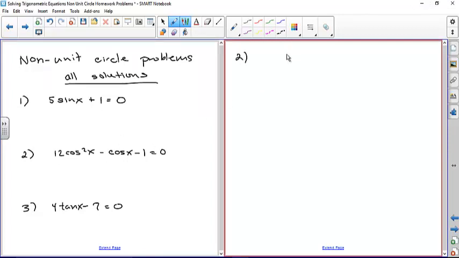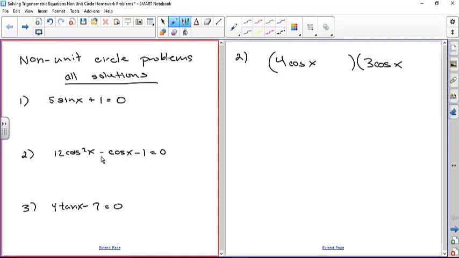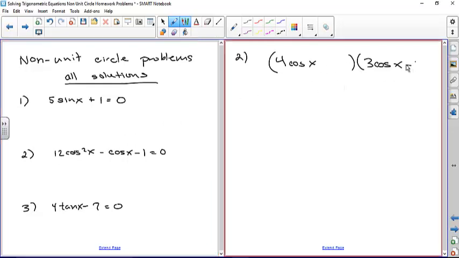Number 2, I have to factor it. So I'd have 4 cosine of x, and I'd have 3 cosine of x. When I multiply 4 times 3, I get 12. And the difference, 4 minus 3, is 1. So you can say I got 1, but it's -1. So I need to put a -1 here and a +1 there. And that all equals 0. So double check here. 12 cosine squared plus 3 cosine minus 4 cosine gives me -1 cosine.